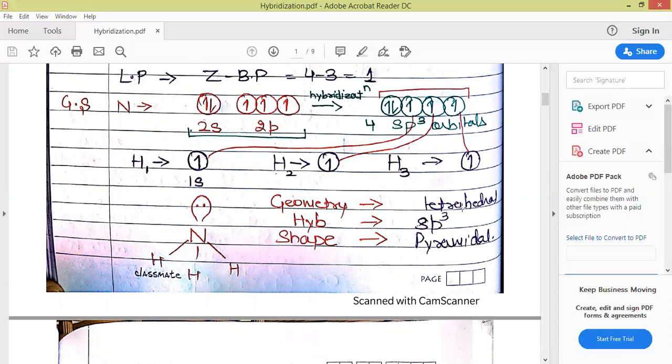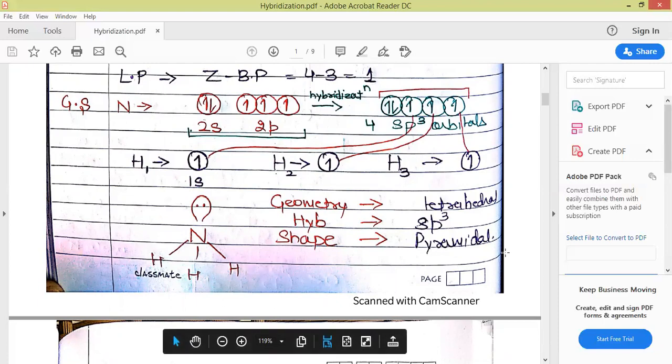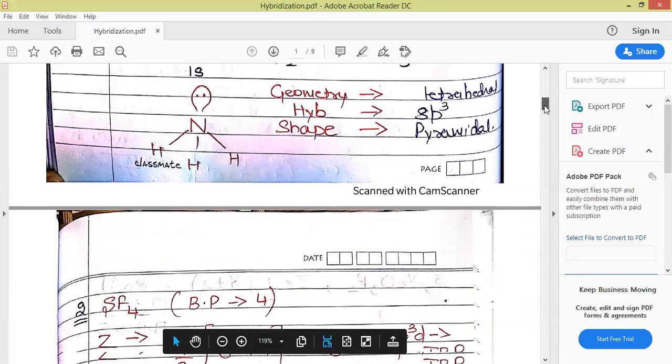Geometry is going to be tetrahedral, hybridization is sp3, and shape is different from geometry because there is 1 lone pair. So for shape, we see the shape of the molecule without considering the presence of the lone pair. If we hide this lone pair with our hand, what do we see? We see a pyramid with a tip having the nitrogen atom, and at the base it is having 3 hydrogens. So that is why this shape is called pyramidal shape.